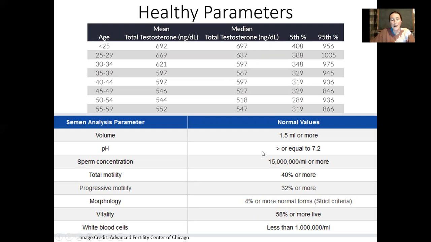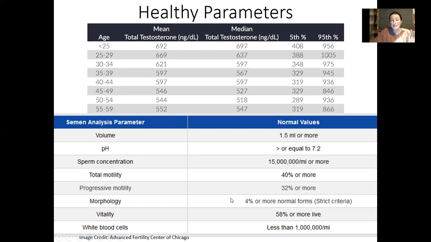Some parameters of semen. So semen being the fluid which contains the sperm, right? So sperm are the cells, the gametes themselves. The semen contains all of the extra stuff, and you're going to learn about that in Professor Fink's lecture as well.